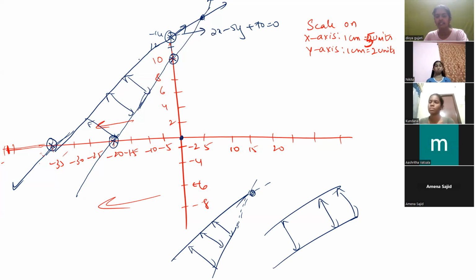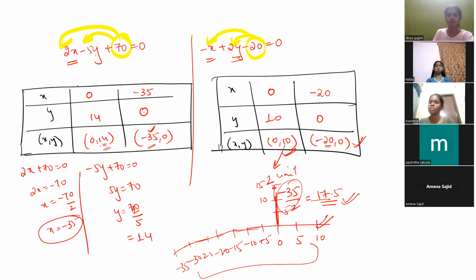Got it? And if you have a doubt whether they will meet or they are parallel, I told you one more method to check. What is that? The A1 by A2, B1 by B2 method. See here, A1 by A2 is the x coefficient ratio, 2 by minus 1. And what is B1 by B2? Minus 5 by 2. So directly you see both are not equal.